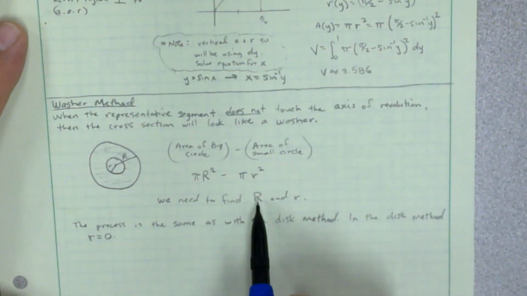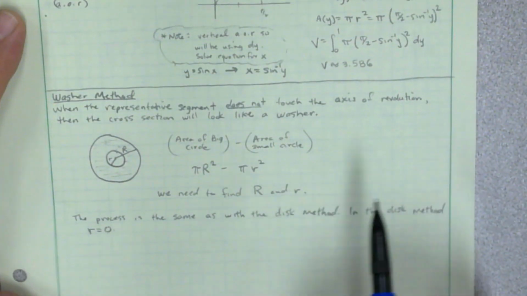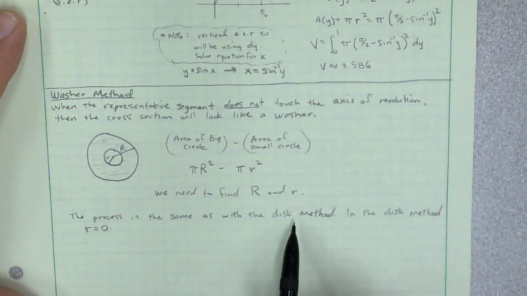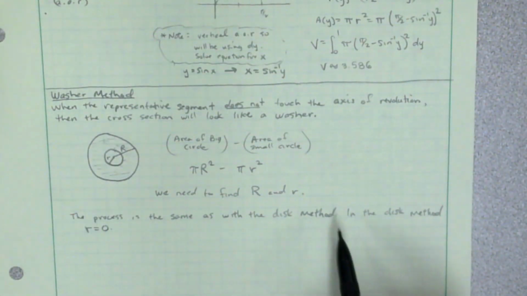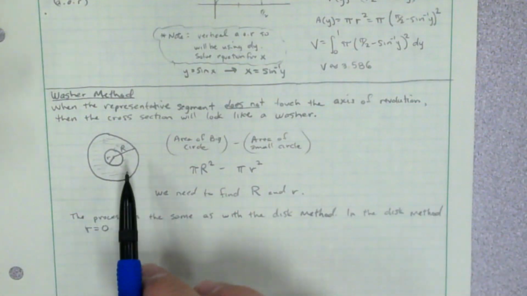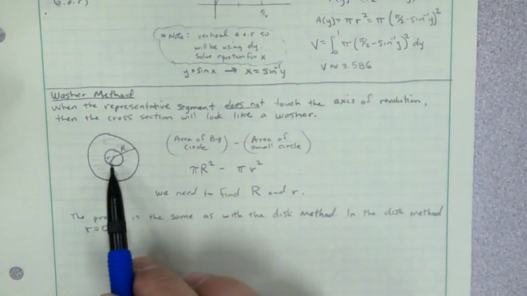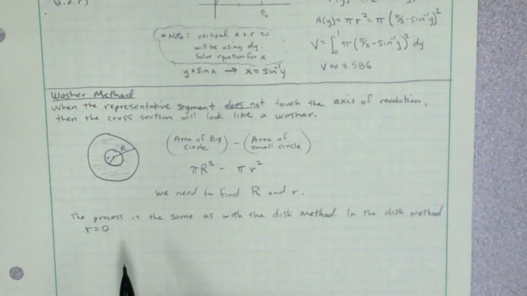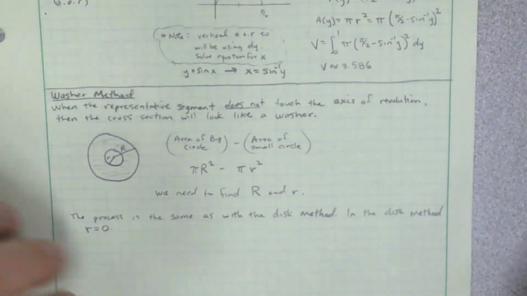And you need to find both of those. The process is basically the same as the disk method. You can actually think of the disk method as a washer method where the inner circle is 0. There was no inner length, but it's the same process that we're going to follow. Okay, so let's go ahead and look at it. And I got some examples over here we're going to do.